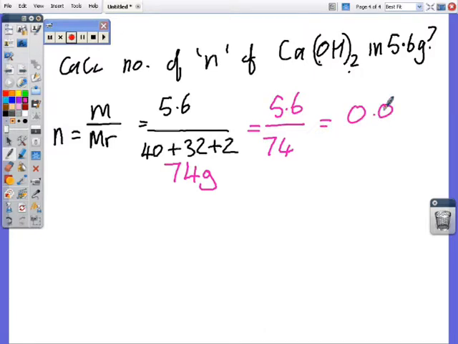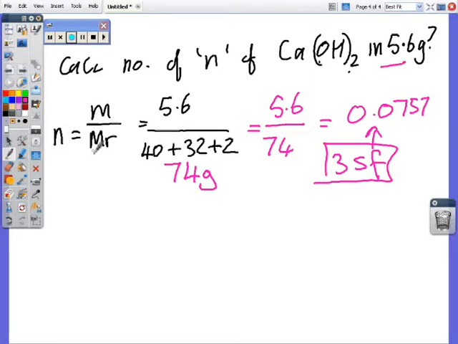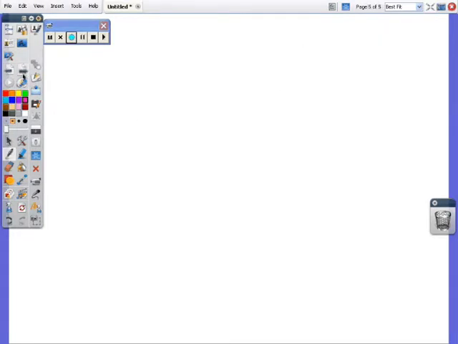That gives us an answer of 0.0757, and we've put that into 3 significant figures. Try and write all your answers in moles calculations to 3 sig fig, please. That's pretty much the standard way in which it is done. So therefore, the number of moles in 5.6 grams of calcium hydroxide is indeed 0.0757 moles.